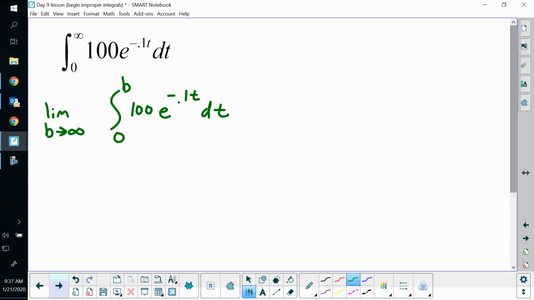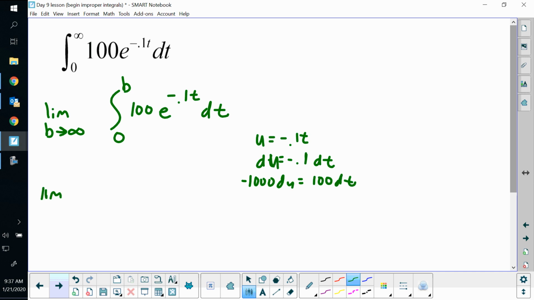So we can do a little u substitution here. So we'll let u equal negative 0.1 t. Our dt would be equal to... du would be equal to negative 0.1 dt. We have a positive 100. So we could have either pulled that out front ahead of time, or if you multiply both sides by negative 1,000, that'll give us the 100 and the dt.